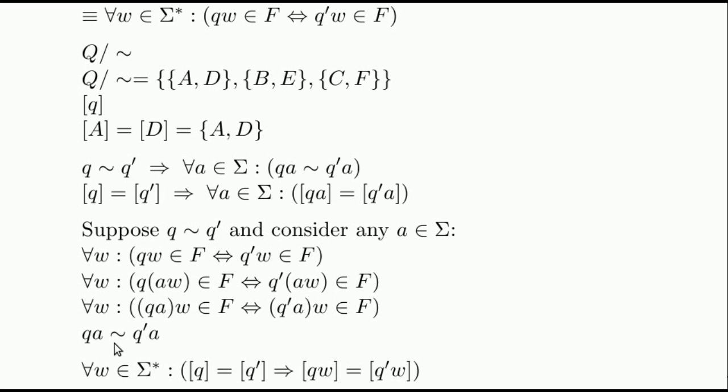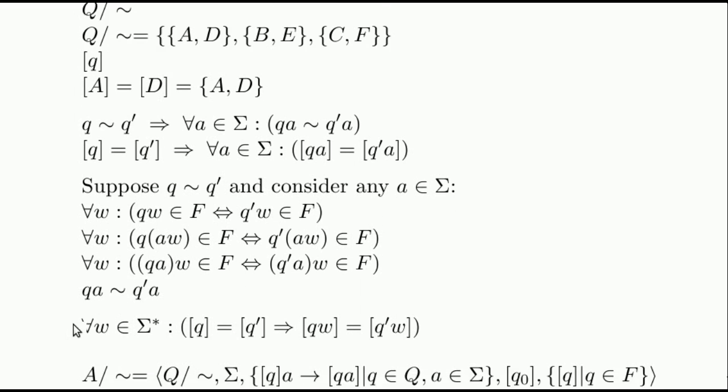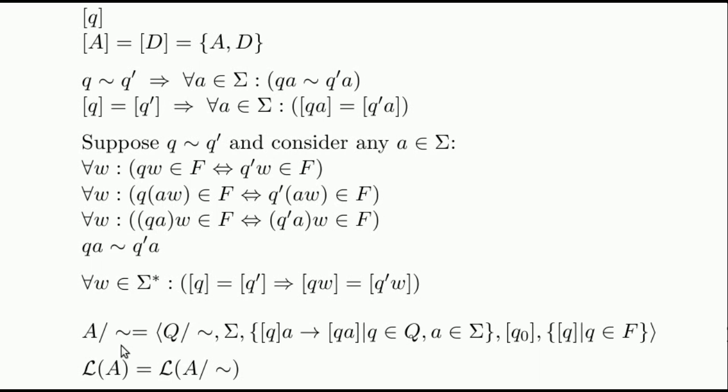Now, using all these definitions and properties, we define the quotient automaton under the relation of indistinguishability. The states of A quotient are the equivalence classes. The initial state of A quotient is the class of the initial state of A. The accepting states of A quotient are the classes of the accepting states of A. The transition function is defined in this way. From the class of a state q, after reading the symbol a, we reach the class of qa. We have defined the automaton.